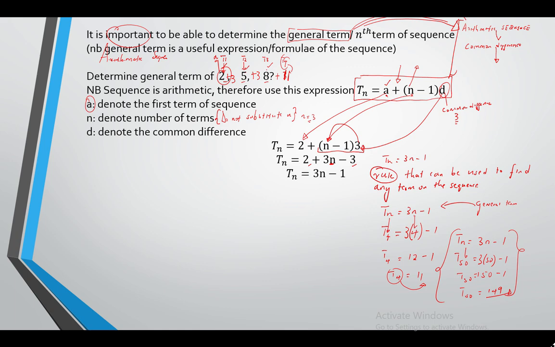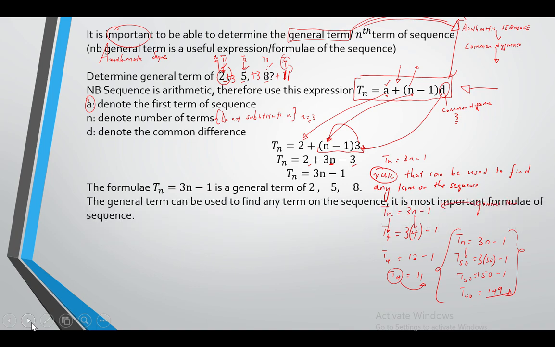Remember, what is a general term? A rule that can be used to find any term on the sequence. How do we find a general term? Use this formula here. Tn equals 3n minus 1 is the general term of the sequence 2, 5, 8. The general term can be used to find any term on the sequence. I explained that. You can find term number 4, or whatever term you are looking for.